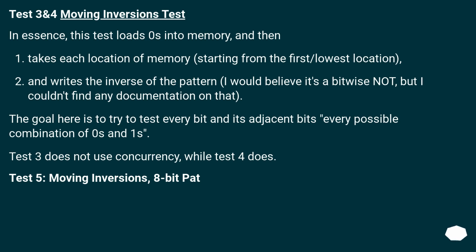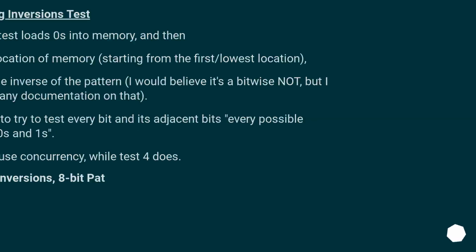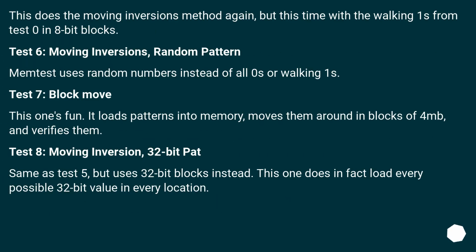Test 5, Moving Inversions, 8-bit pattern. This does the moving inversions method again, but this time with the walking ones from Test 0 in 8-bit blocks. Test 6, Moving Inversions, Random Pattern. Memtest uses random numbers instead of all zeros or walking ones.